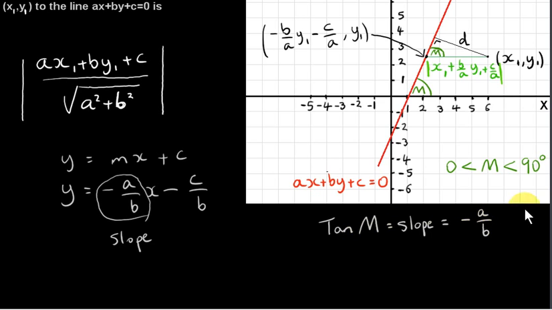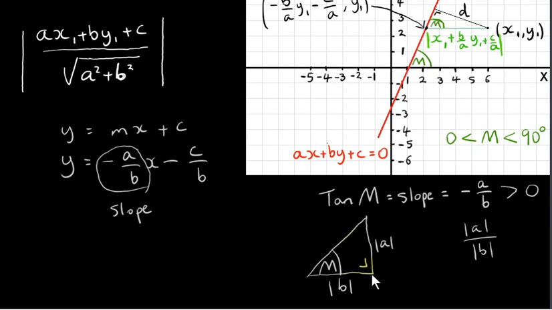Now, tan of M is actually positive, because M is an acute angle. So minus a over b will actually turn out to be positive. If we get the magnitude of minus a over b, of course we still have a positive quantity. We still have the slope of the line.